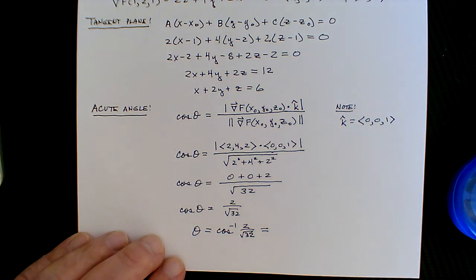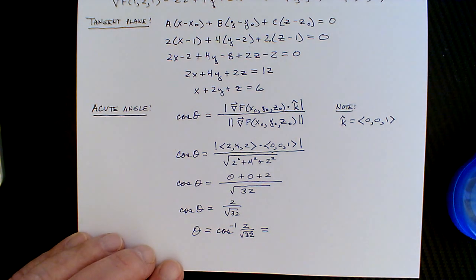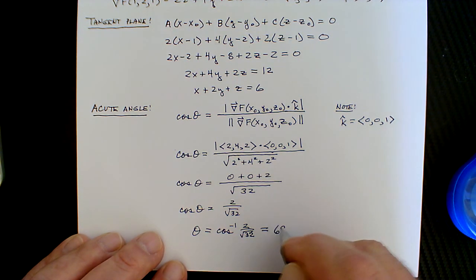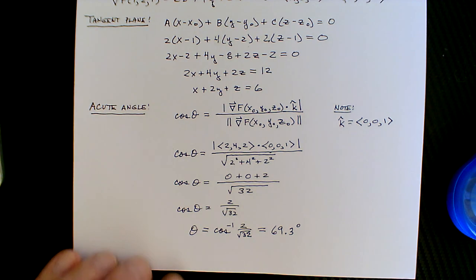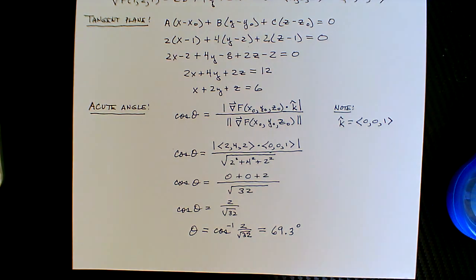Okay, so going to a calculator, the inverse cosine of 2 over the square root of 32 is roughly 69.3 degrees. Okay, so that ends section 14.7, and when you're ready, come back and we should have 14.8 ready soon.